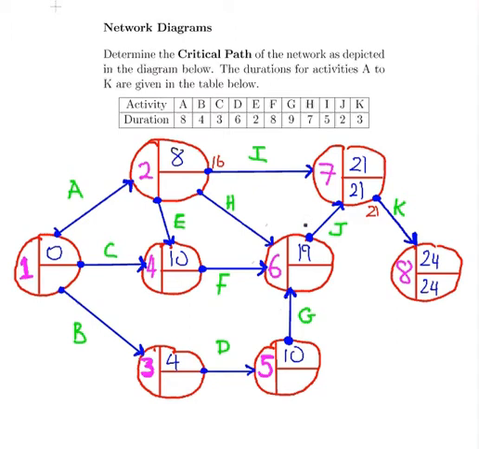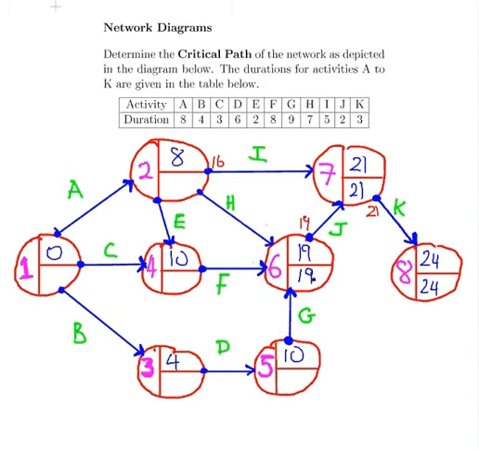What about J? That is 2 time units. So the latest we can have everything finished at node 6 is 19. That's 21 minus the duration for activity J. So it's 21 minus 2, that's 19. Now, that is the only activity that points back to node 6, so we're going to put a 19 in there.